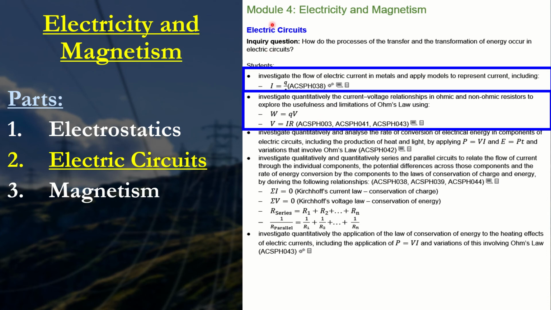Today we'll be covering Module 4, Electricity and Magnetism, Inquiry Question 2, Electric Circuits, with a particular focus on the following dot points: electric current in metals, and the current and voltage relationships. This will be split into two videos, just because of the length that this might end up being.